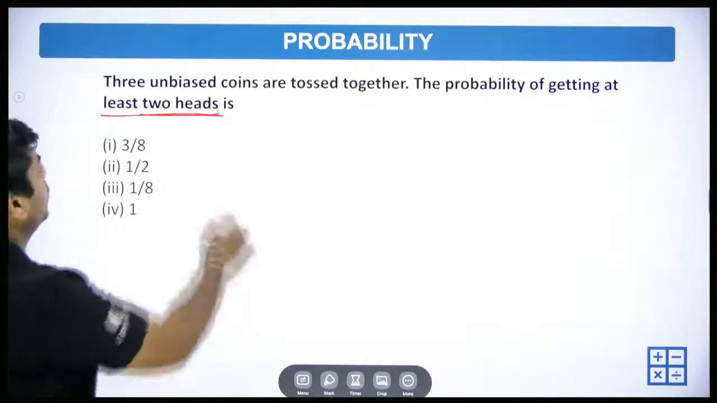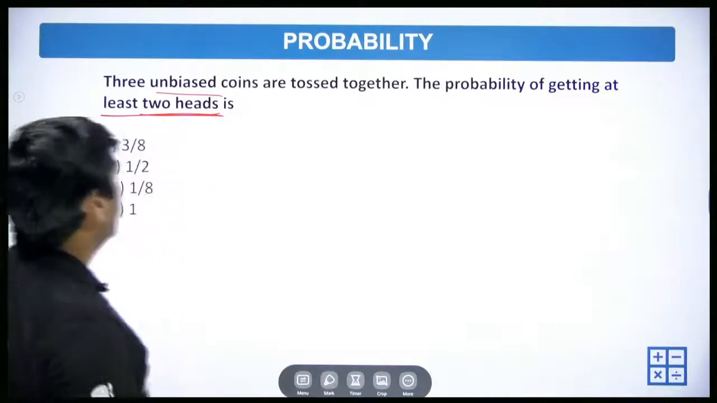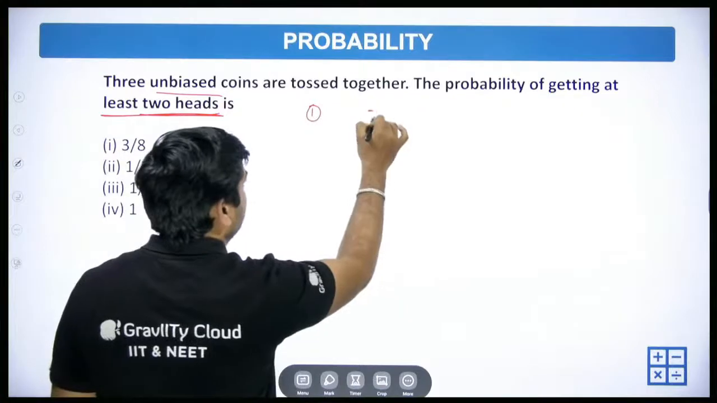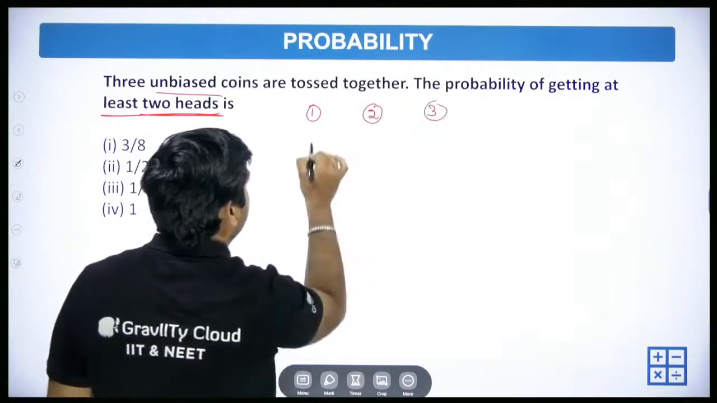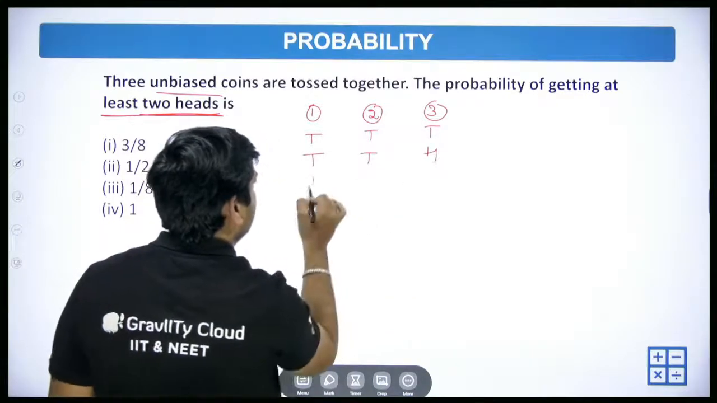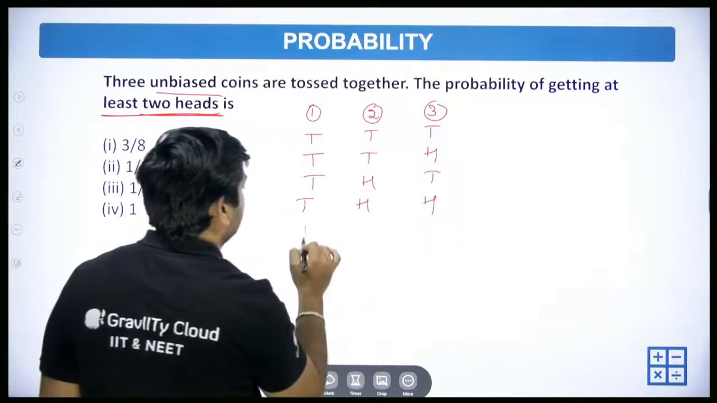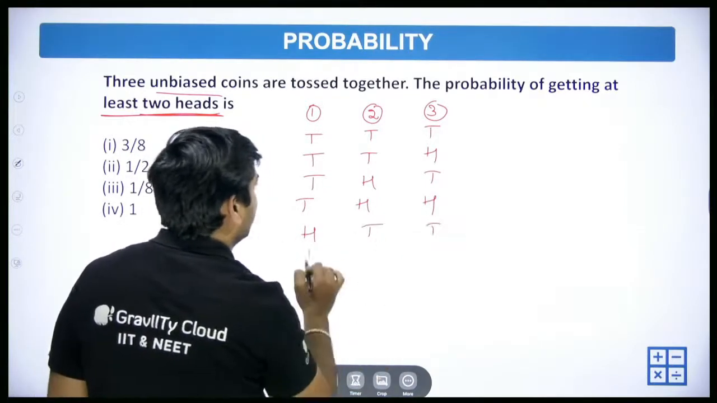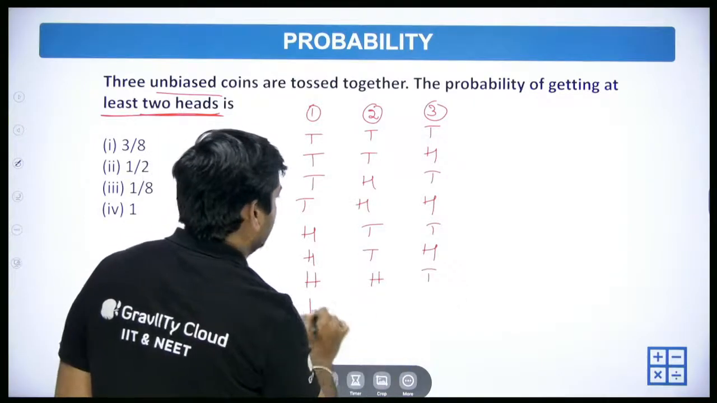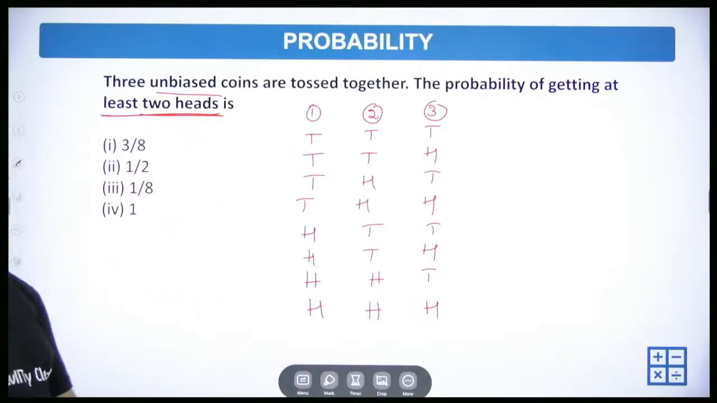3 unbiased. What do you mean unbiased? Unbiased means no change. It's a general coin. Unbiased coins are tossed together, 3 coins, and let's try to see what are all the possibilities. We may get tail, tail, tail, that is one possibility. Tail, tail, head, the second. Tail, head, tail, and tail, head, head. The first 4 possibilities. The next: head, tail, tail; head, tail, head; head, head, tail; and head, head, head. So these are the total 8 possibilities.